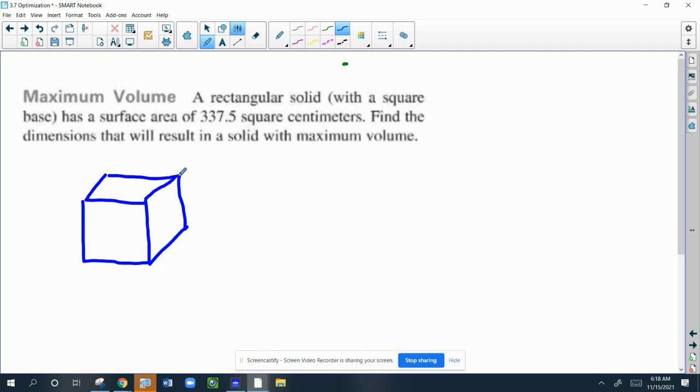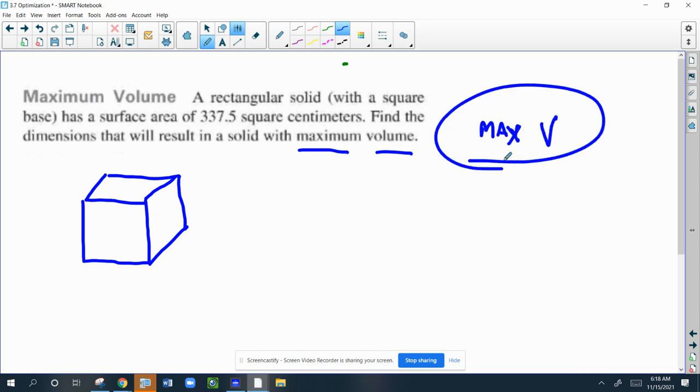So what we're trying to do here is figure out the dimensions that result in a solid with maximum volume. So this is the key word. We're trying to maximize volume. That's how you know where you're going to get your primary equation from. So before we start, let's see what we can get from the text here.